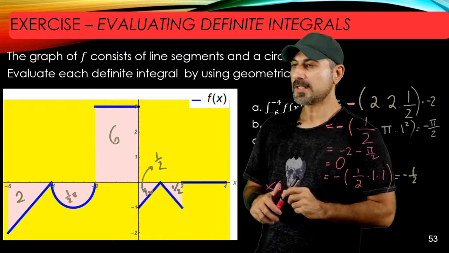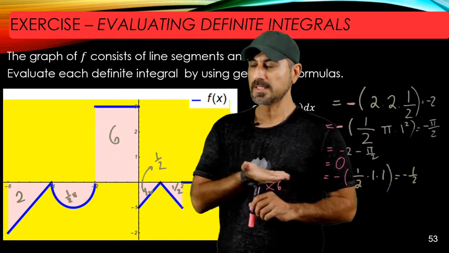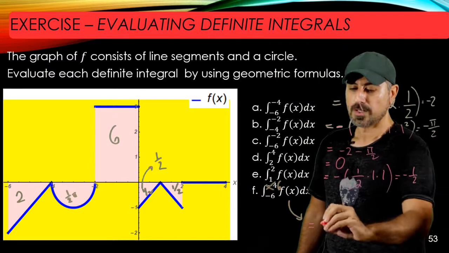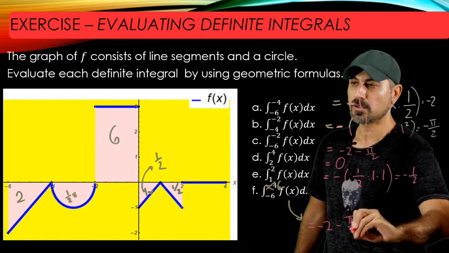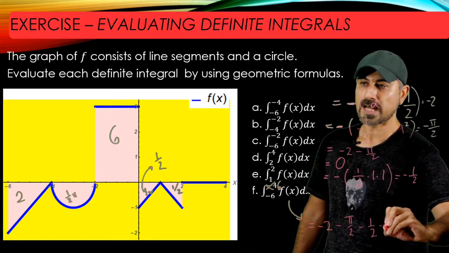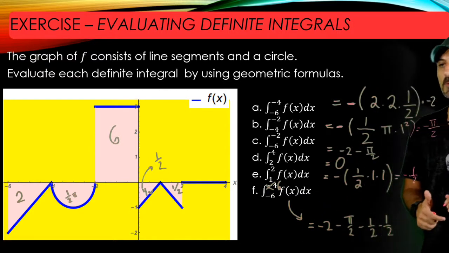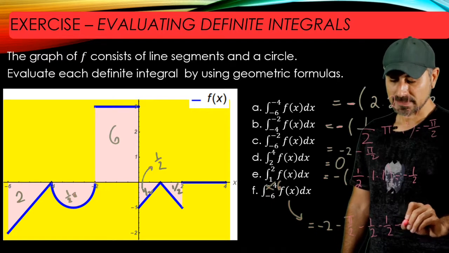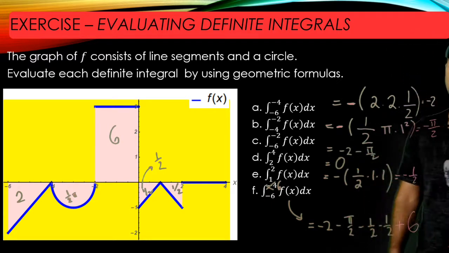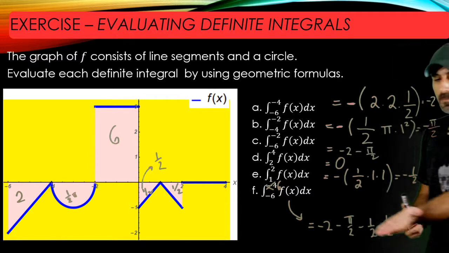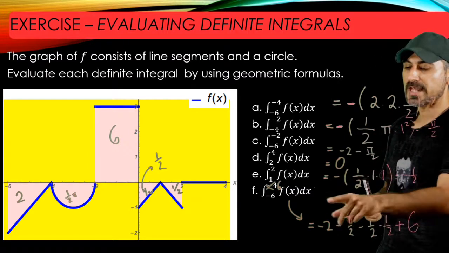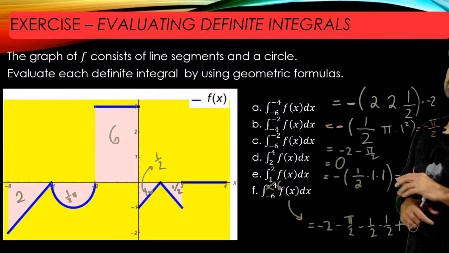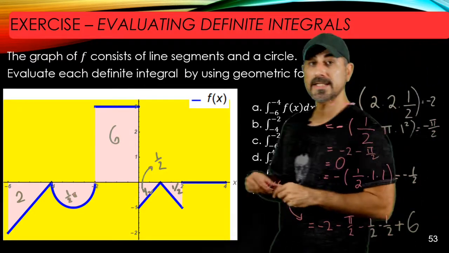And let's decide which ones are negative and which ones are positive. The ones below the x-axis are going to be negative. So here, in part F, you have -2, minus pi over 2, minus 1/2, and another minus 1/2. These are the areas below the x-axis. And you have only one area above the x-axis, that's 6. Okay. So the sum of all of these numbers would be the value of the integral of f from -6 to 6. You can simplify this by using your TI-84.